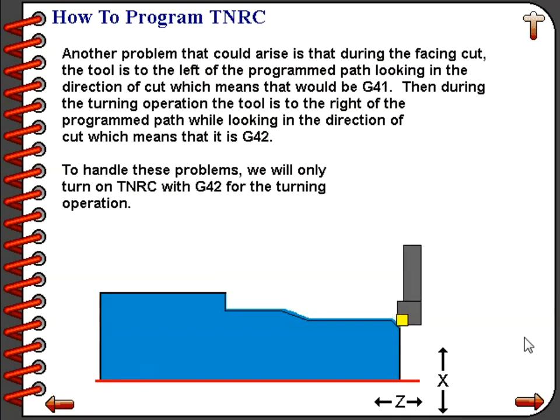We would either have to turn it on and off for each of the different cuts. But that really isn't necessary, and it's truly not proper. Because again, we don't really need to have tool nose radius compensation turned on during that facing cut. All we really want to do is turn it on during the turning operation.